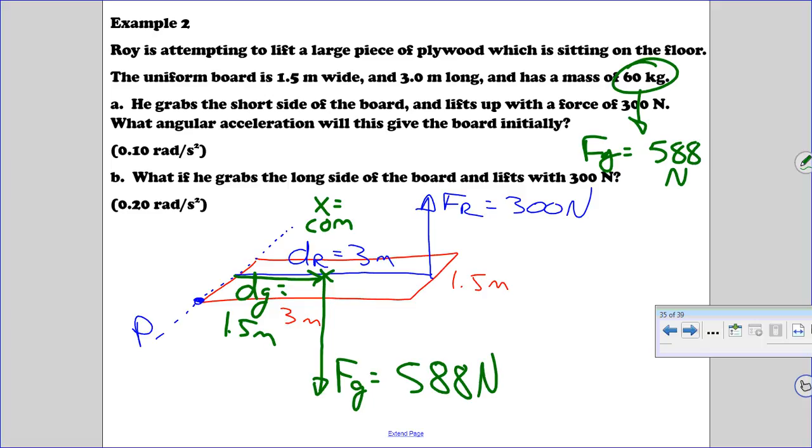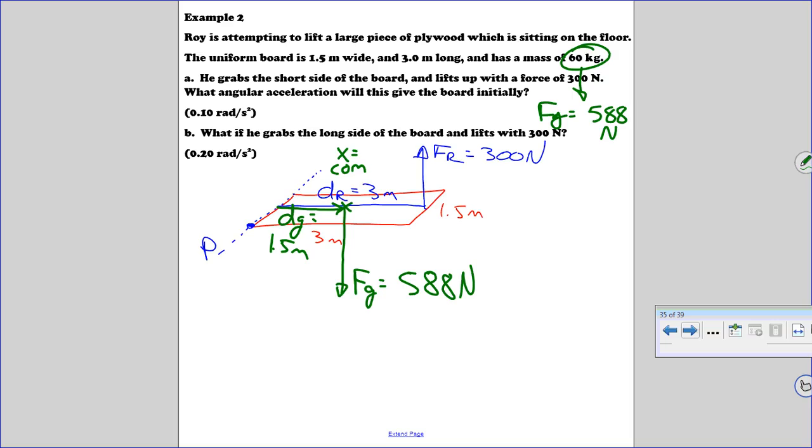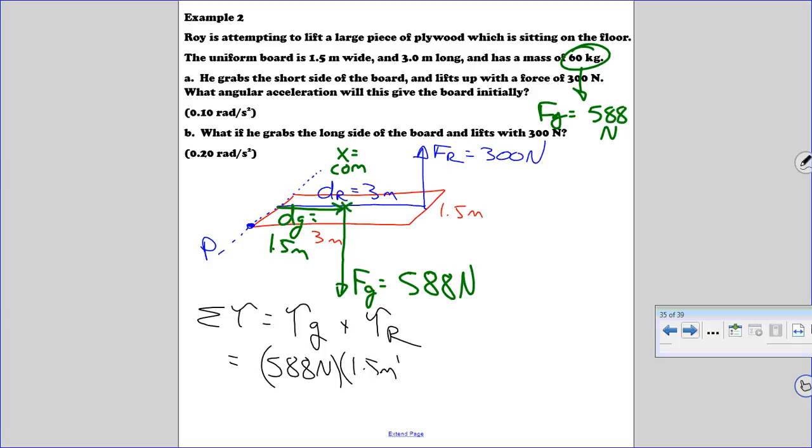Everybody good? All right, so we got to calculate our net torque, right? So our net torque should be the torque from gravity plus the torque from Roy. So the torque from gravity is going to be the force from gravity, 588 newtons, times the distance for gravity, which is 1.5 meters. And now we got to use the right-hand rule to determine a direction. Is it a positive or negative torque? So you guys decide, because you guys use a different method than I do. I want to make sure we agree.